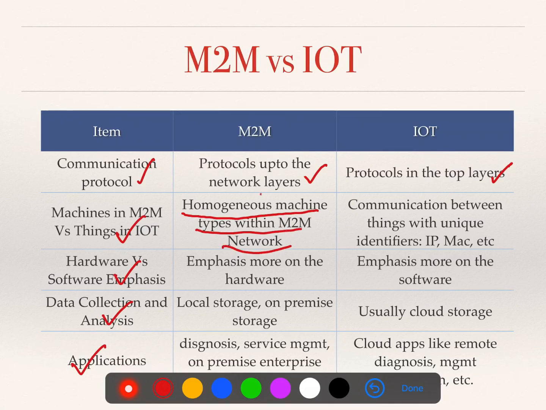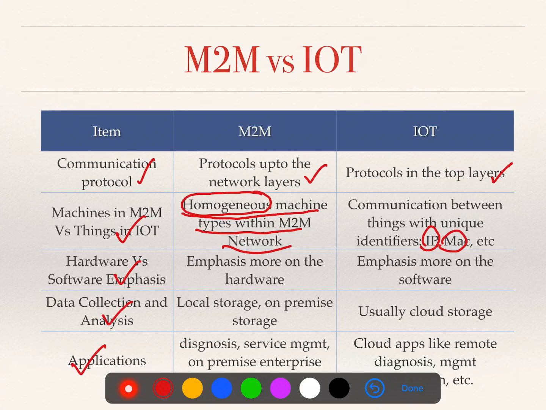So that's what we call homogeneous, particularly on machine to machine. But communication between things with unique identifiers is called IP, MAC. As I already told you, these IP and MAC are all standardized ones. So we are going with heterogeneous things also, but mainly the communication is between the known protocols. But here it is homogeneous machine types. So that's in the area network.